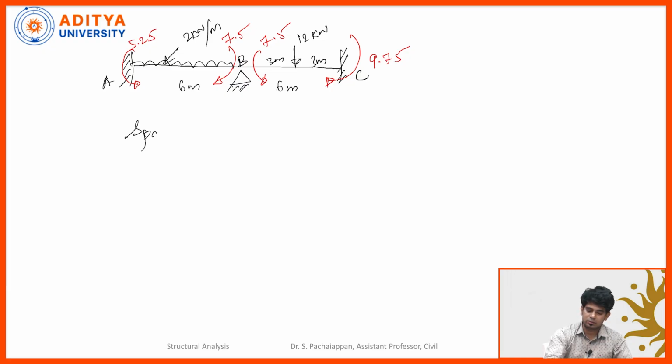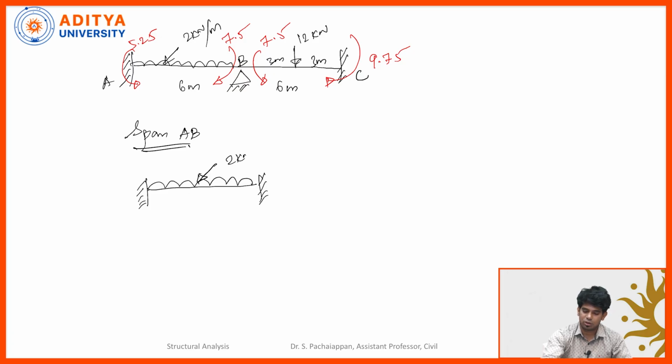So I am taking span AB. Let's take the span AB alone and write down the load, which is 2 kilonewton per meter. This is 6 meters. We have an anti-clockwise couple of 5.25 and then another moment at B of 7.5. This is A and this is B.